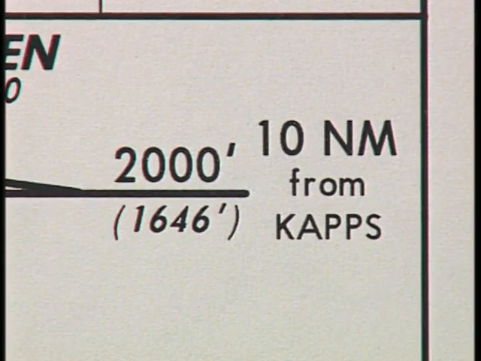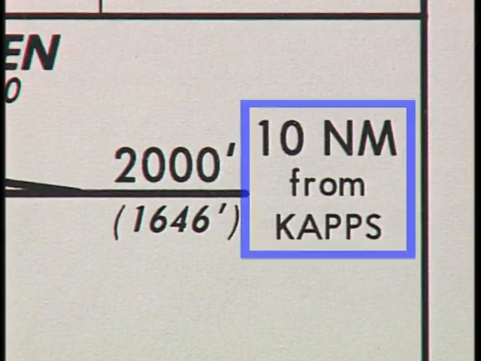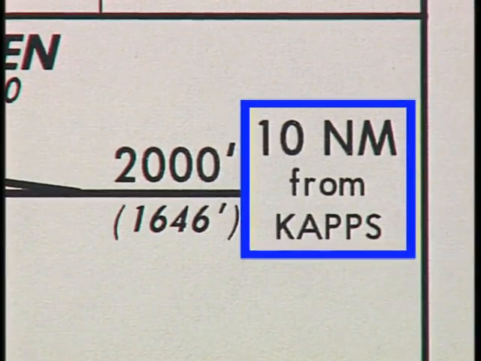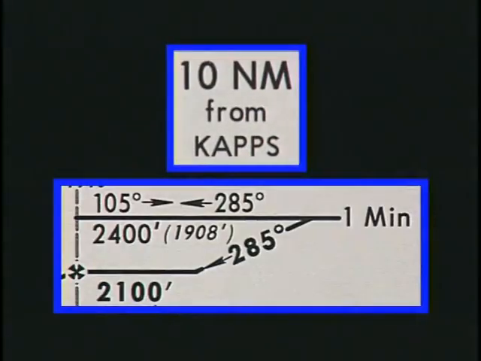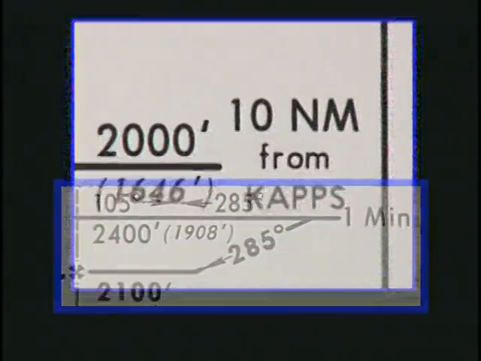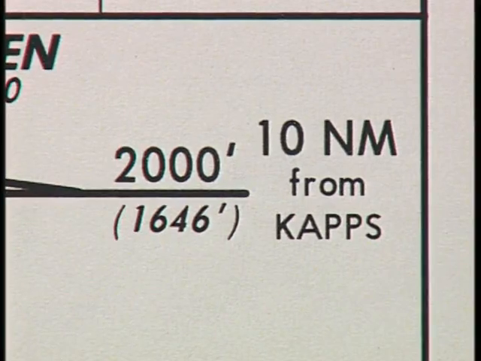There may be a notation shown in the profile view such as 10 nautical miles. Notes such as these indicate that a procedure turn is required for the approach, and they give procedure turn limits in distance or time. In this case, you must complete the procedure turn within 10 nautical miles of the fix from which the outbound track began.